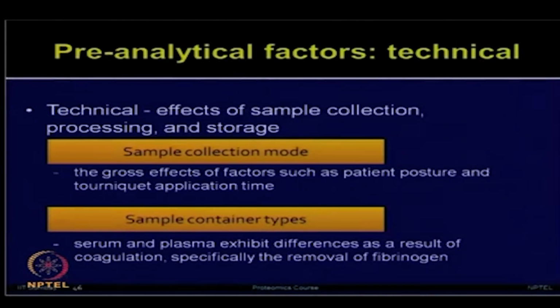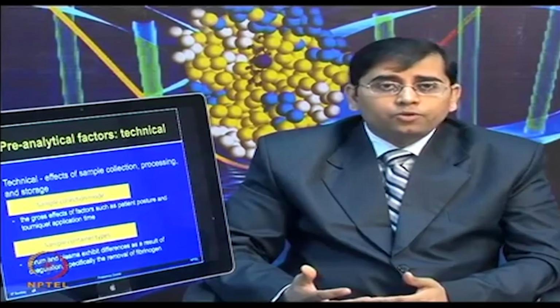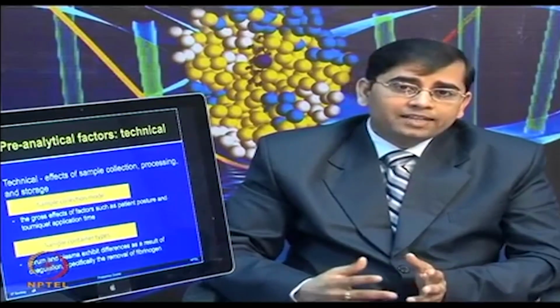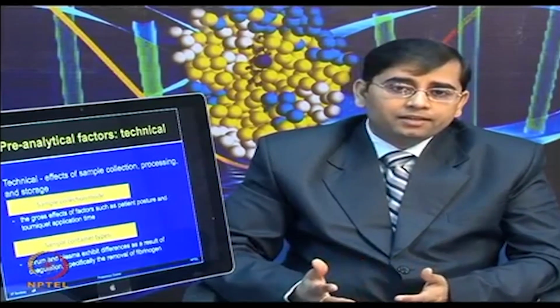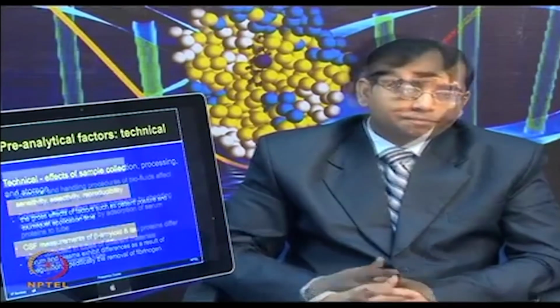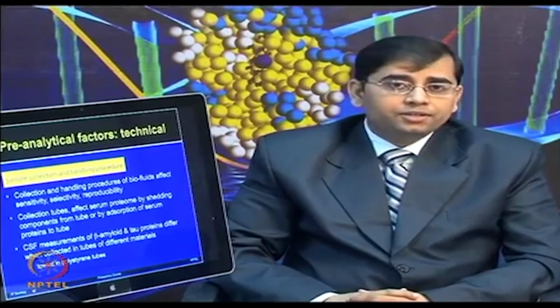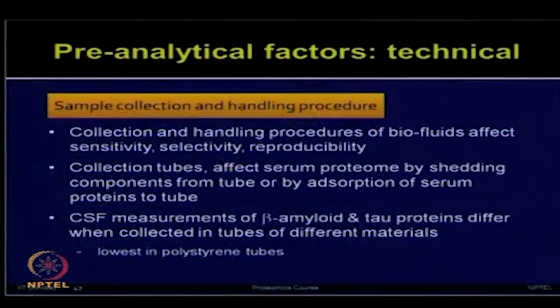These are very important. Sample container types. When you are collecting samples such as serum and plasma, they exhibit differences as a result of coagulation, specifically the removal of the fibrinogen. So, one has to pay attention to the sample collection and handling procedure. The collection and handling procedure of biofluids will affect the sensitivity, selectivity and the reproducibility of the experiments.